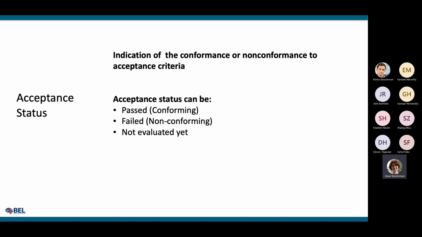Acceptance status is a very important term in the production process, and it indicates the conformance or non-conformance to acceptance criteria. Acceptance status can be accepted, passed, or conforming; failed or non-conforming; or not evaluated yet.